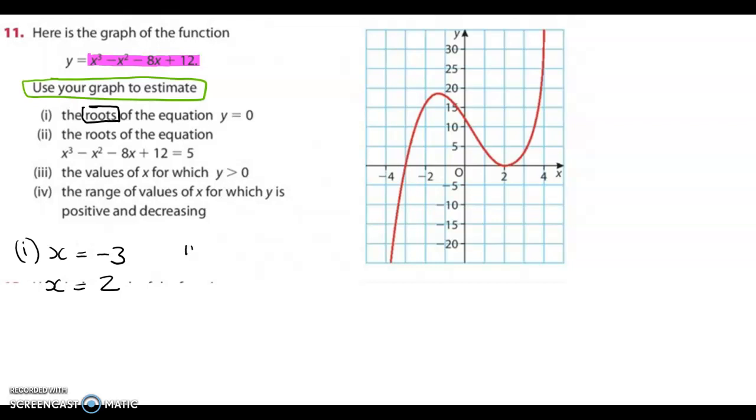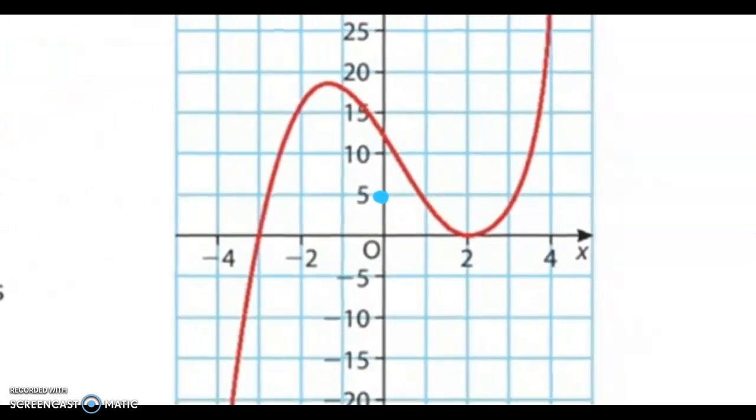Part 2, it says find the roots of the equation x cubed minus x squared minus 8x plus 12 when it's equal to 5. A lot of people might miss that crucial little part, when it's equal to 5. So what you need to do is go to 5 on that y-axis. Let's zoom in there. You need to go to 5 and go across until you hit the function. I hit it there. And then go down and read your answer.